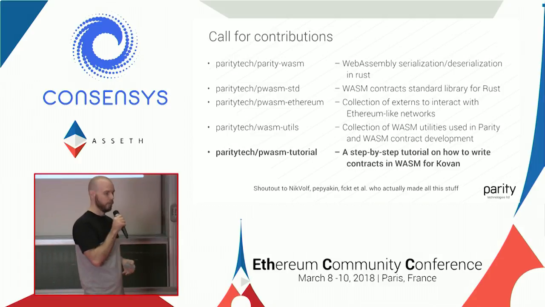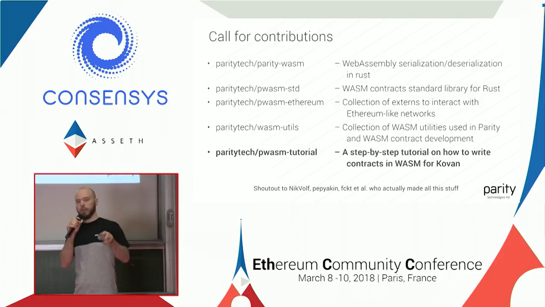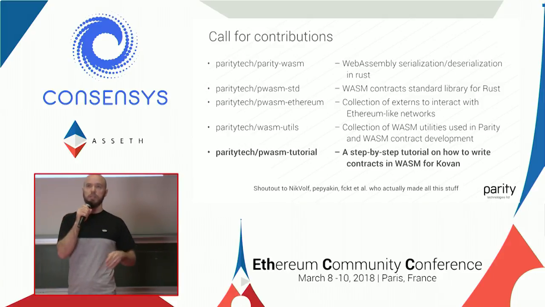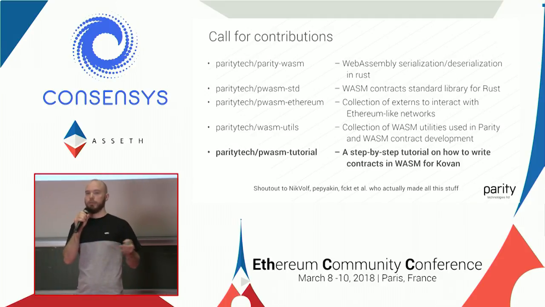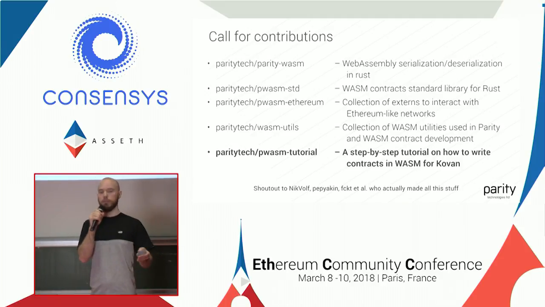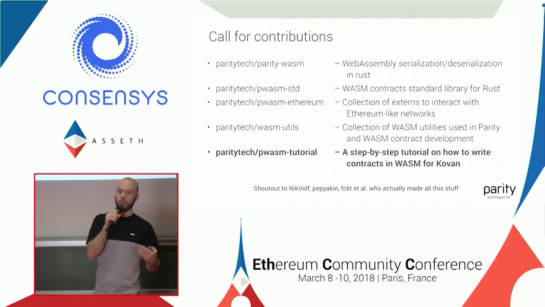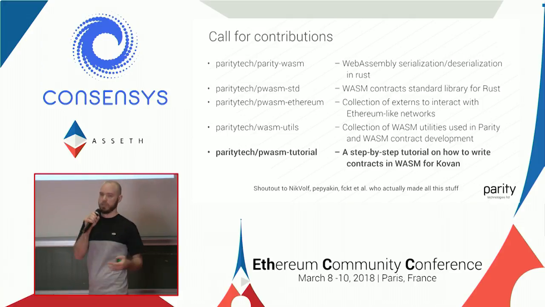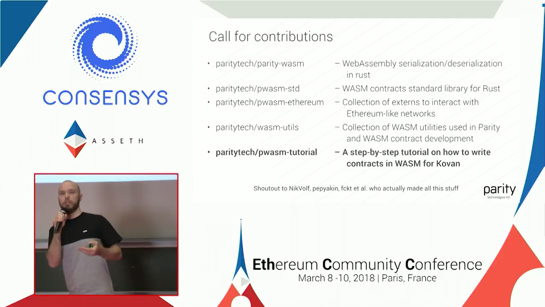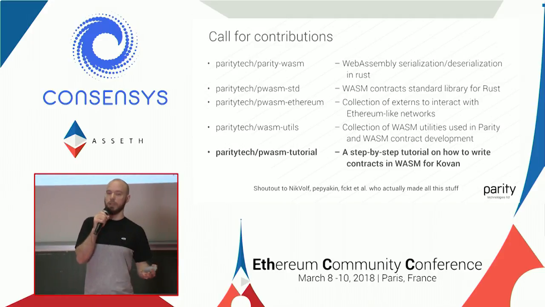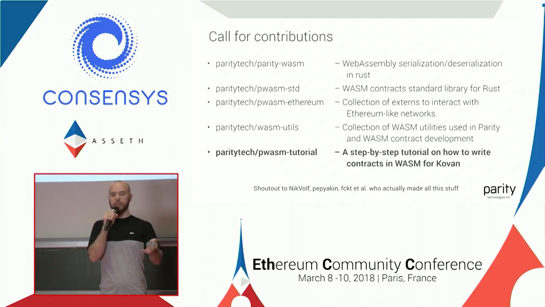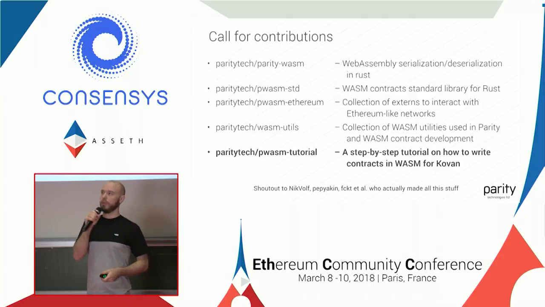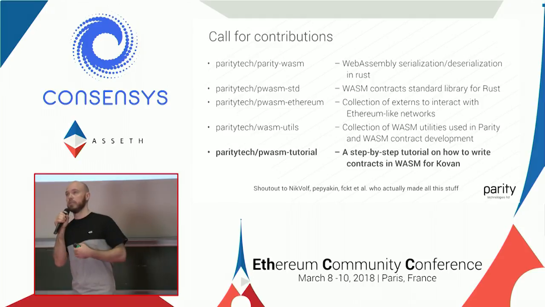This is a list of repos that might be relevant. So parity WASM is the serialization and deserialization of WASM into Rust. We have the standard library for Rust contracts for Ethereum externs. And we have this repo WASM utils, which is like general WASM utilities. It's not really necessarily related to Rust. But if you really want to dig into this, I'd say start with the tutorial. It's a really great step-by-step tutorial that walks through everything I just did here.